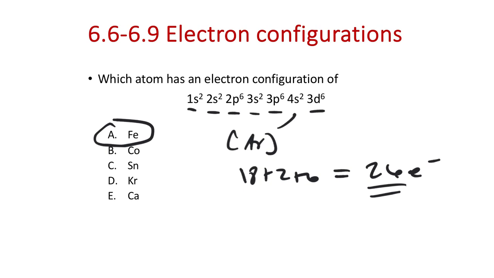So we can give you a configuration, you can tell us the element. We can give you the element, you can give us what we call the expected configuration, kind of following these base rules.